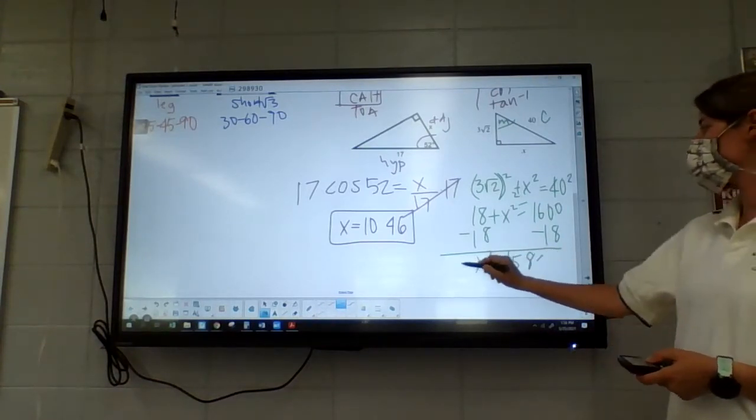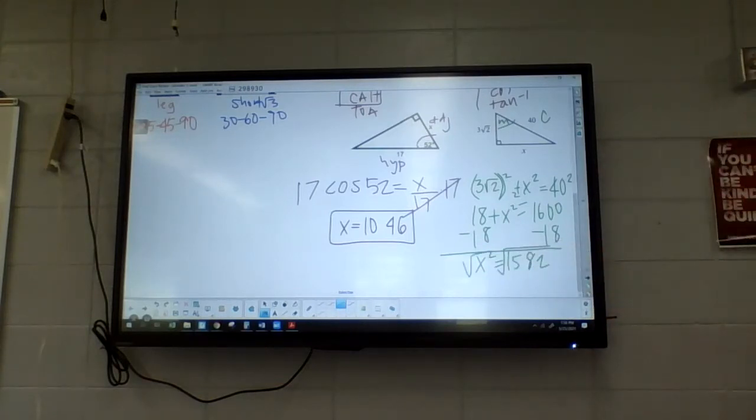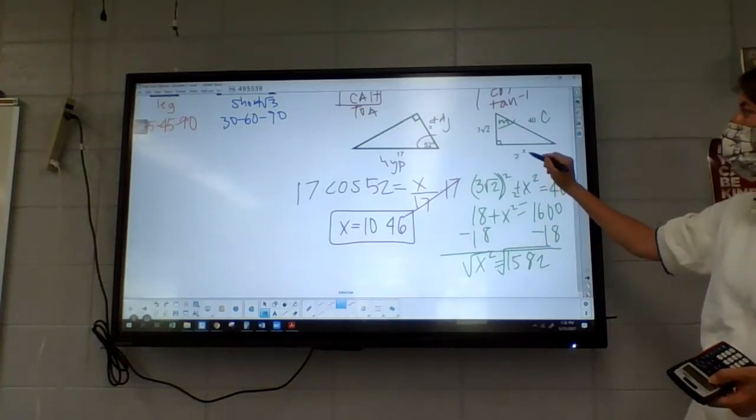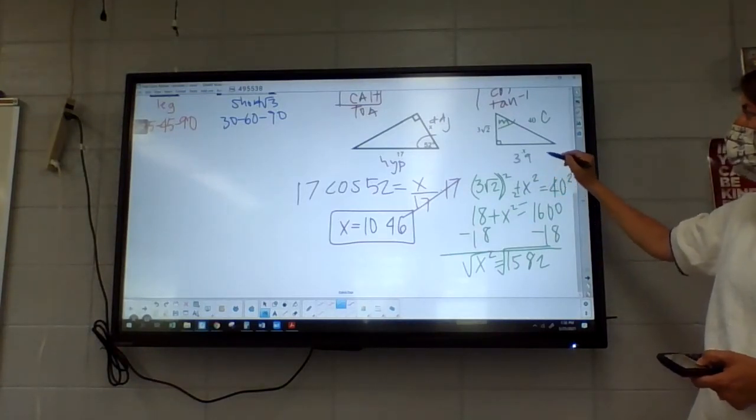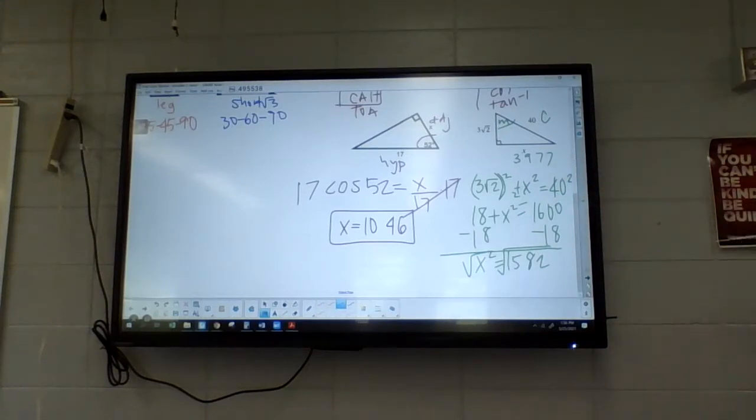And then I have to take the square root of each side. So I'm taking the square root of that, and I end up with 39.8, 39.7. So like I said, my drawing is really bad because it's kind of lopsided.